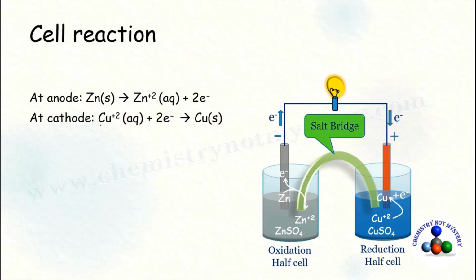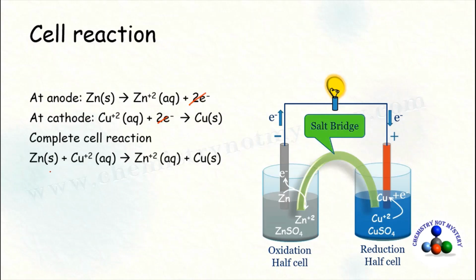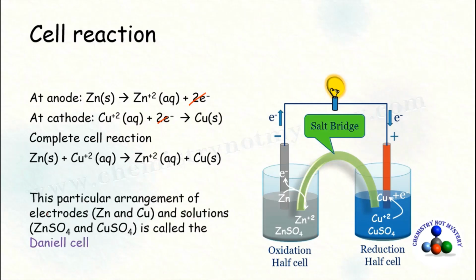To get the complete cell reaction, we need to add both the reactions that take place at the anode as well as at the cathode. When you add both reactions, the electrons cancel out and you will get zinc plus copper 2 plus ion gives zinc 2 plus plus copper. This specific arrangement of zinc electrode and copper electrode with zinc sulfate and copper sulfate solutions is called the Daniell cell.